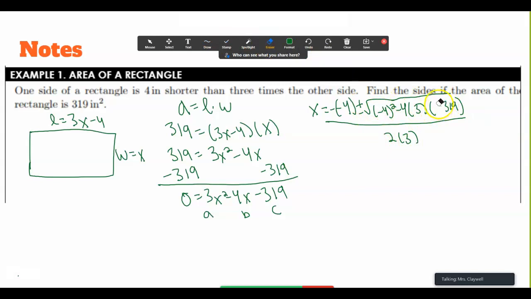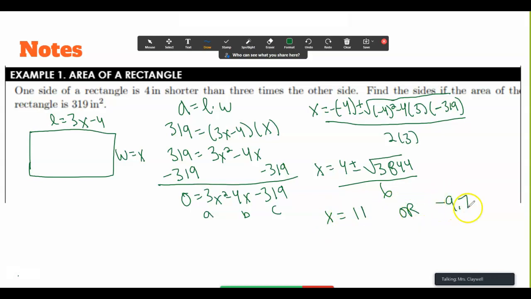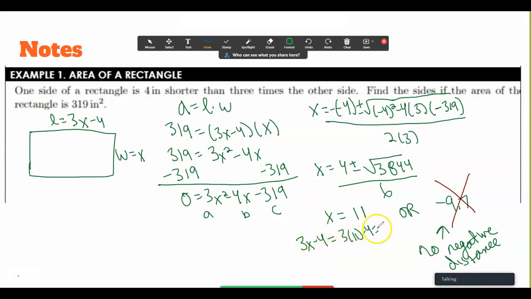And I knew to use the quadratic formula because in the equation for my area I have an x squared, which makes this a quadratic. So now I'm going to take the necessary steps to simplify. So when I solve this, this could be 11 or negative 9.7. We cannot use the negative because our side length cannot be negative. So one side is 11. Then the other side is 3 times 11 minus 4. So I have an 11 inch and 29 inches is my side length.